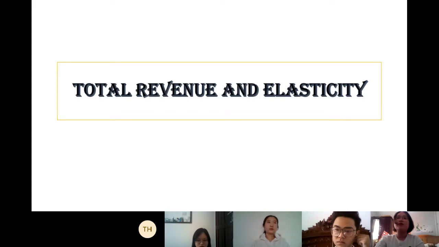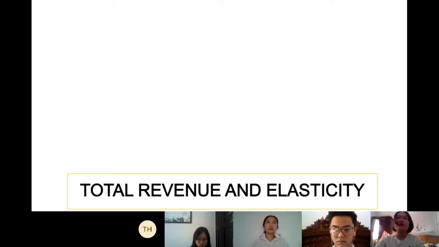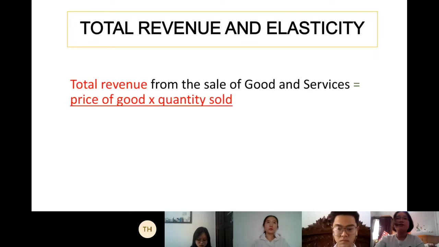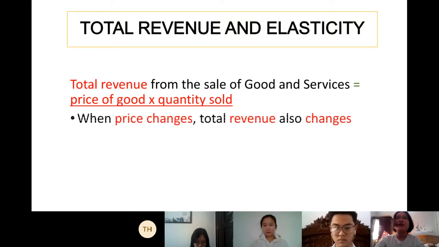About the total revenue, I will give an example, but first I think we should know the definition. The total revenue is the income from the goods and services, and it is equal to the price of goods times the quantity sold. You've got to know that when price changes, the total revenue also changes. But a rise in price doesn't always increase the total revenue. So we're going to go through it.